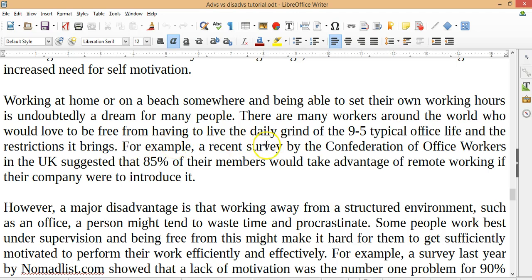For example, a recent survey, which I invented, because as I've mentioned before, nobody is going to check your examples just as long as it seems logical or plausible. So, for example, a recent survey by the Confederation of Office Workers, if such an organisation exists, suggested that 85% of their members would take advantage of remote working if their company were to introduce it.